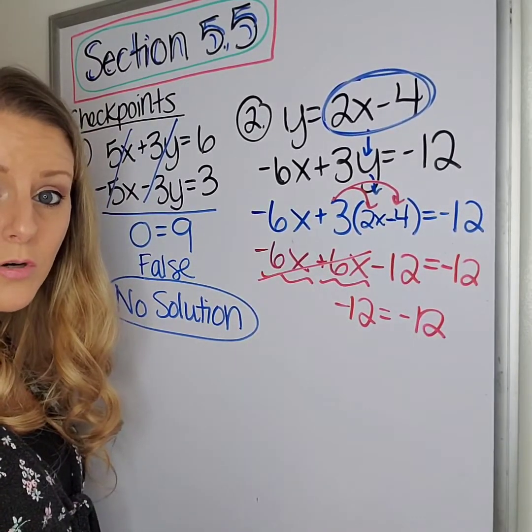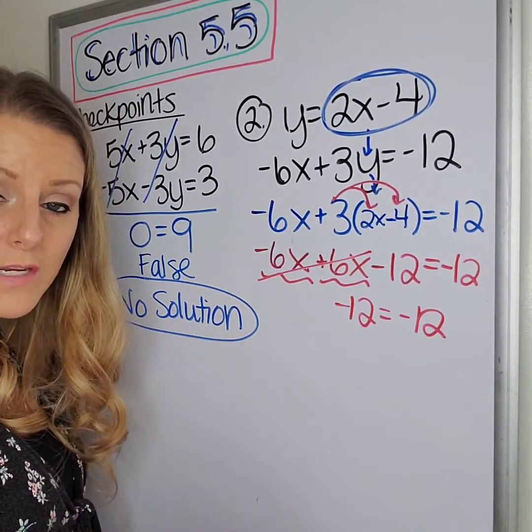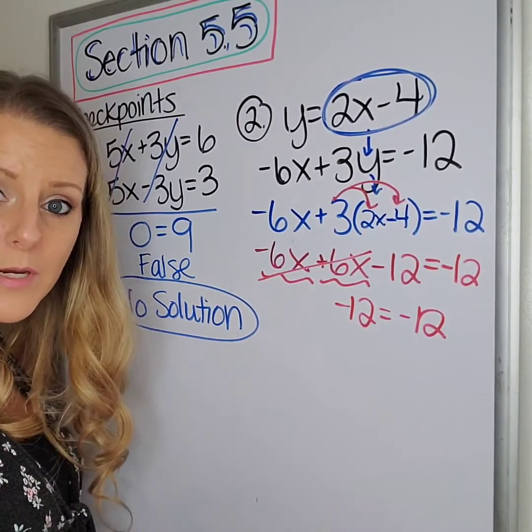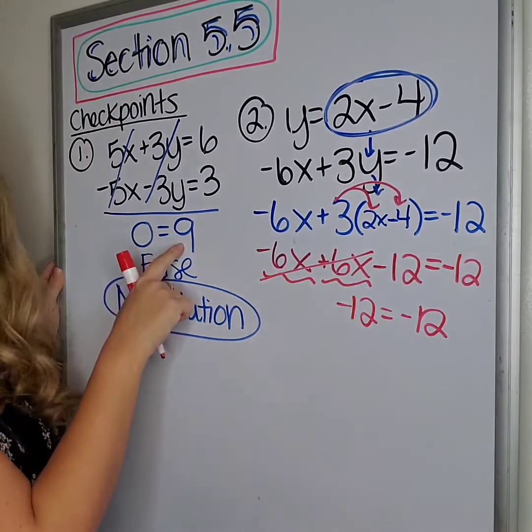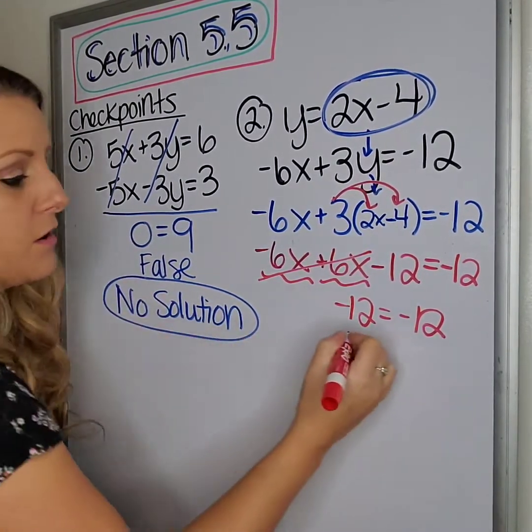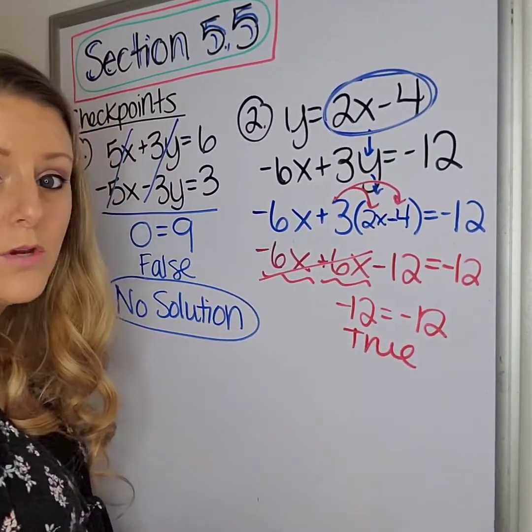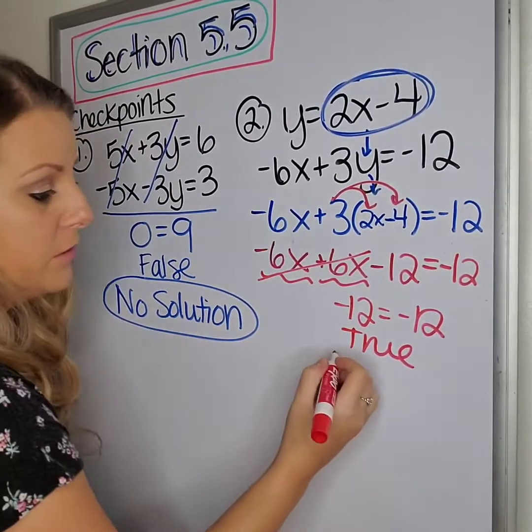Now this is true. Negative 12 is equal to negative 12. 3 is equal to 3. 0 is equal to 0. That's true. But 0 is not equal to 9. Okay, so that one was false. But this one is true. So when you get a true answer, it's not no solutions.